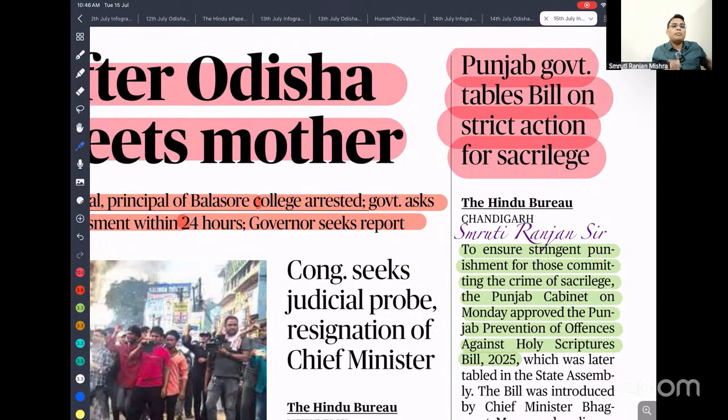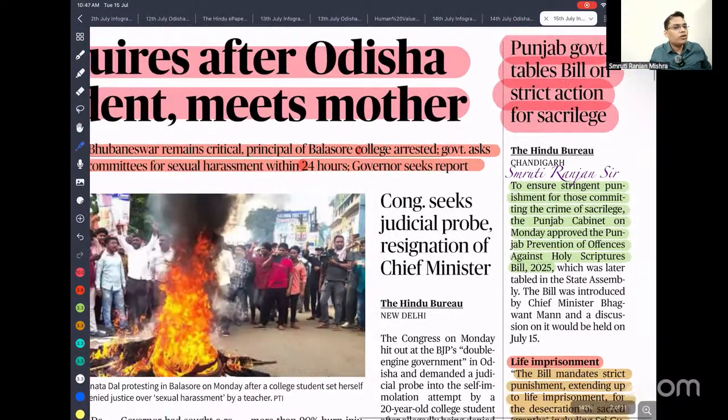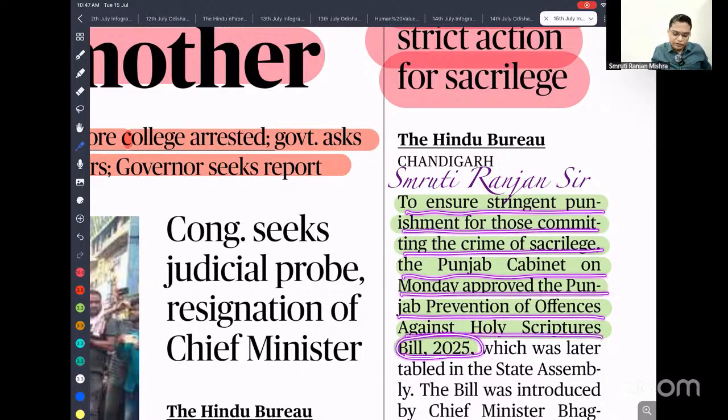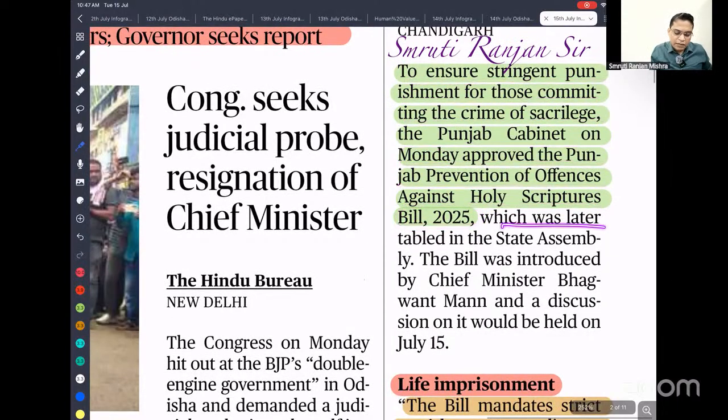Sacrilege means damaging a religious book, or throwing away and disrespecting the religious scripture of any particular religion. To ensure stringent punishment for those committing the crime of sacrilege, the Punjab cabinet on Monday approved the Punjab Prevention of Offence Against Holy Scripture Bill 2025, which was later tabled in the state assembly.